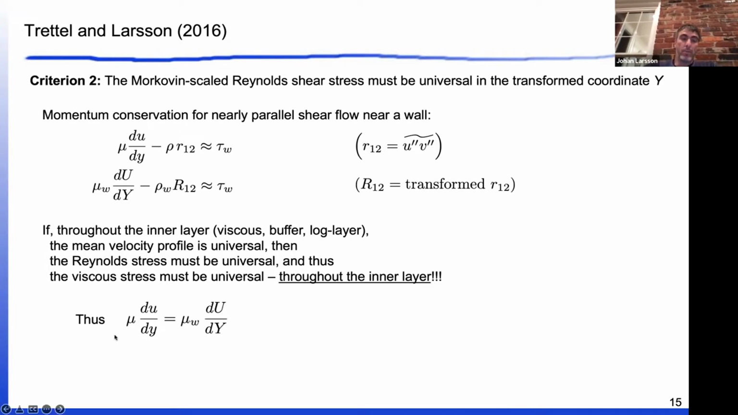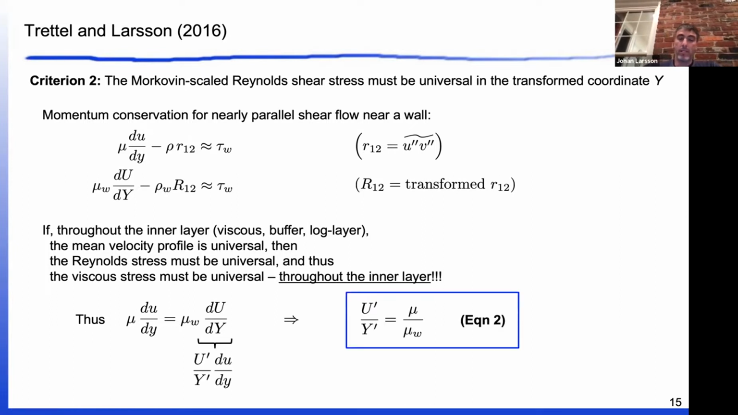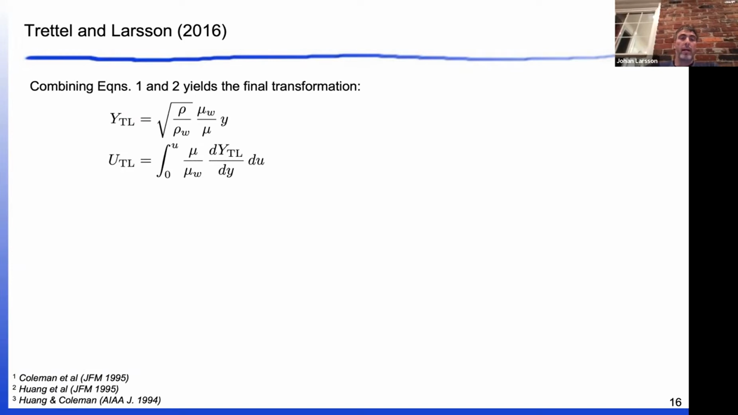And so the outcome of this is that the viscous shear stress basically should be the same in this sense. And that, again, with some manipulation, gives us a second equation that relates these two transformation kernels. Now that we have two equations, we can solve for it directly. And so the final transformations are that our transformed wall coordinate looks like the first one, and the transformed velocity looks like the second one.